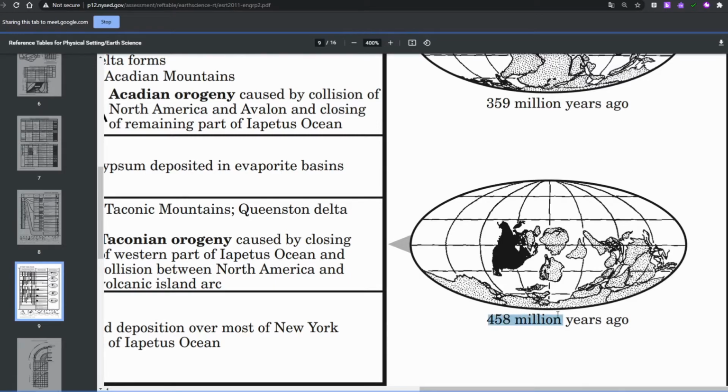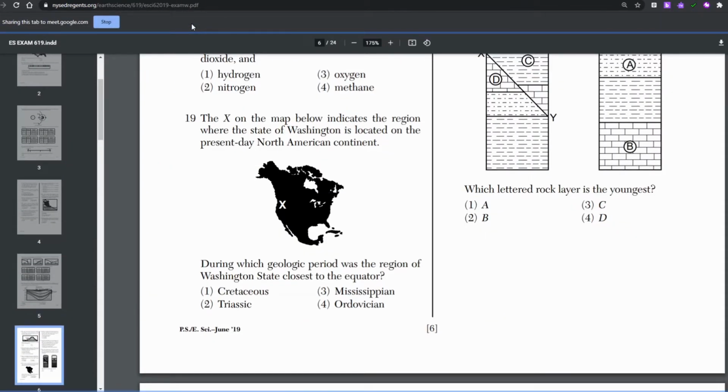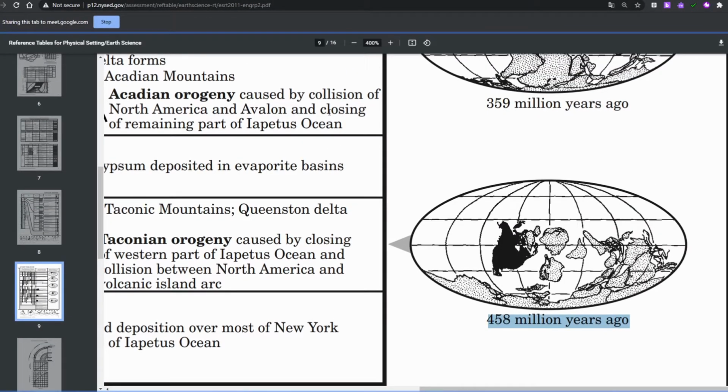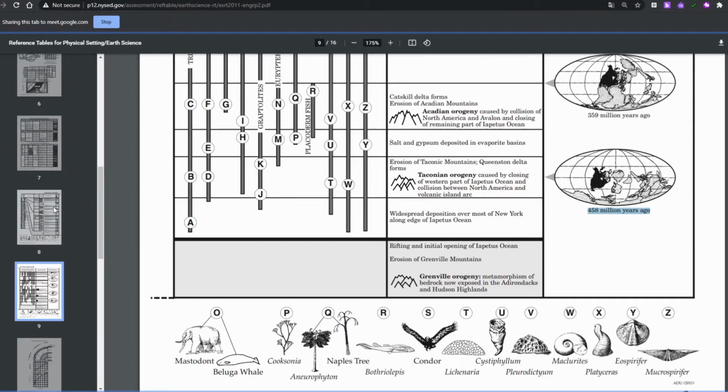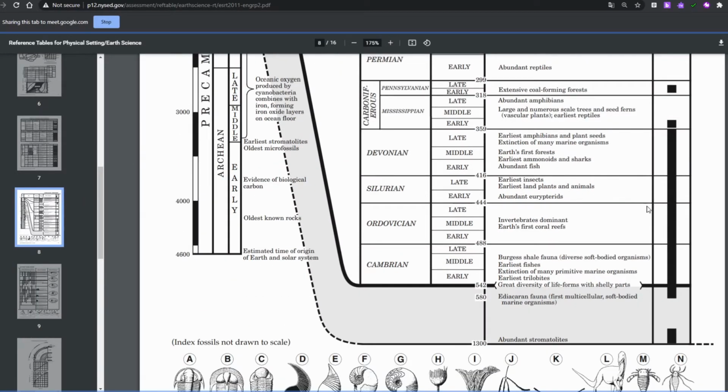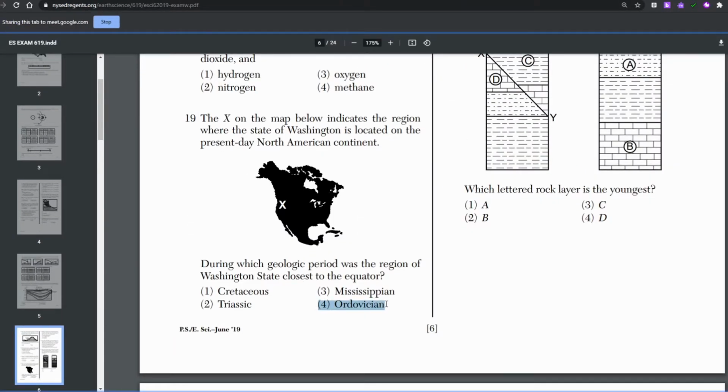So that was 458 million years ago. Uh-oh, they didn't give us 458 million years. So what we have to do is jump back to our reference table and find out what time period was during 458 million years ago. So if we slide to that next page over, page 8, what was it, 458? So we would be somewhere in the Ordovician. How do I know? 444, 488, 450 something would be right in the middle. Answer, 4.